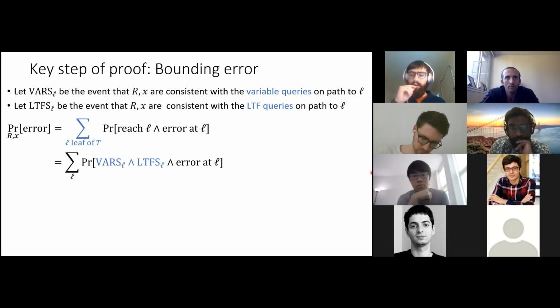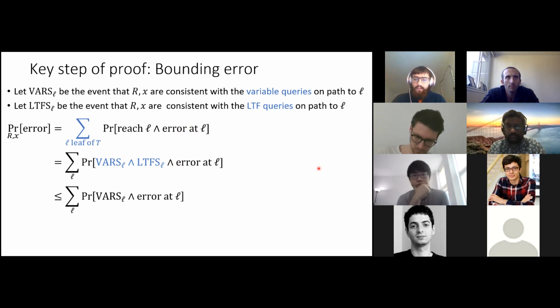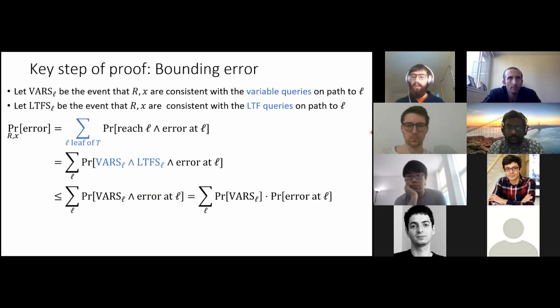The way we deal with that is a very simple trick. I think it's kind of satisfying. We say, well, look, the probability of this event is at most the same sum where we just ignore the LTF condition. Just sum over the probability that the variable queries are at least consistent with that leaf and some error occurs at that leaf. This is helpful to us because these two events, without loss of generality, are independent. The circuit at that leaf, without loss of generality, ignores the variables that were queried to get to that circuit, because after all, the values can just be plugged in. So these events are independent.